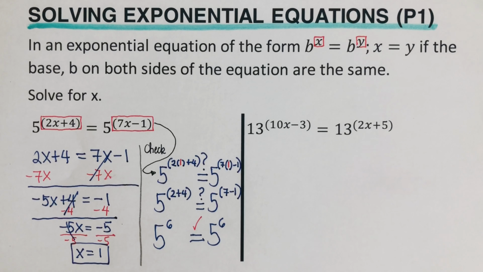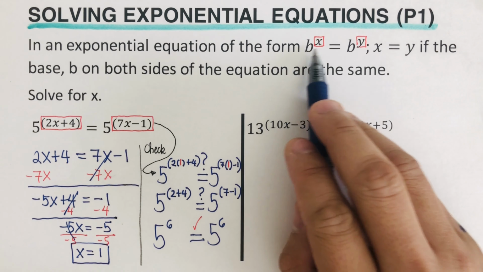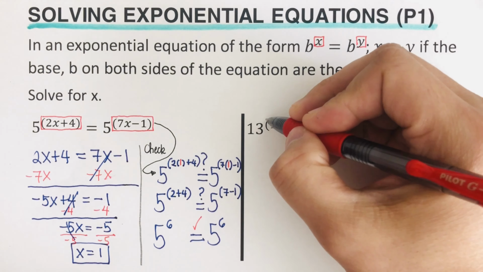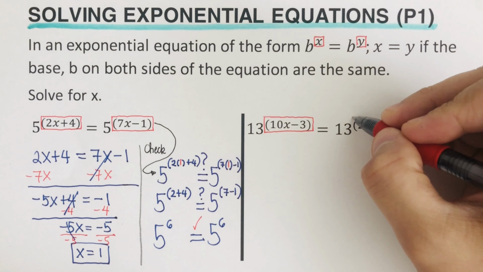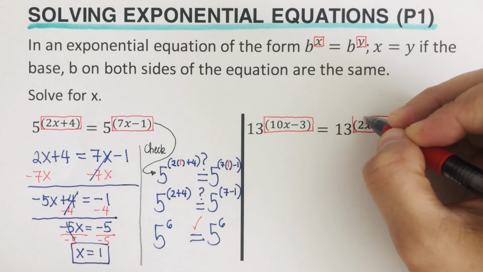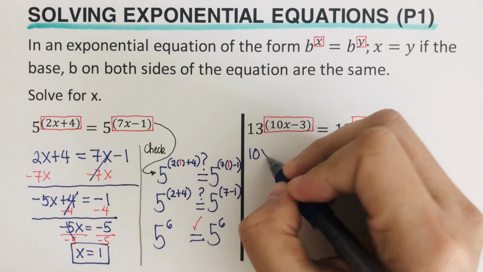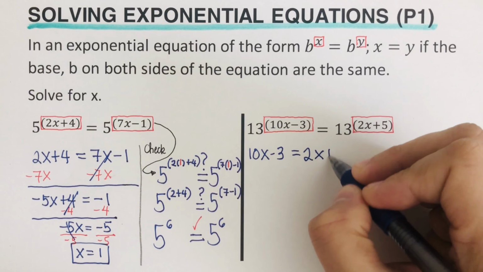Okay, so we go over the problem here. As you can see, both bases are the same. So if both bases are the same, that means their exponents are equal to each other. So we're going to equate this 10x minus 3 with 2x plus 5. So we can set up our equation as 10x minus 3 is equal to 2x plus 5.